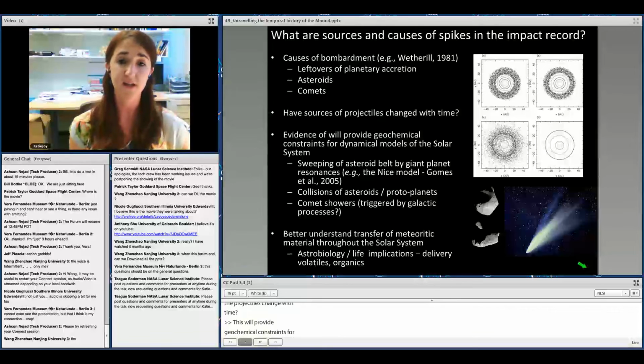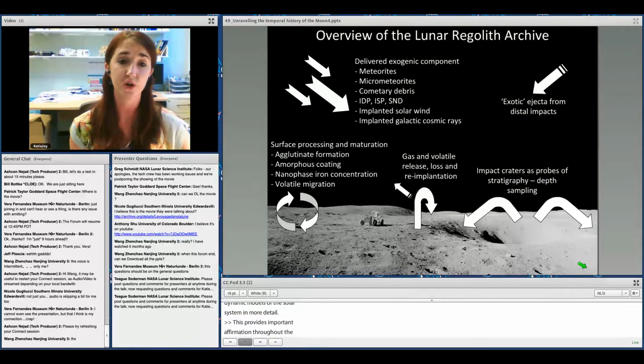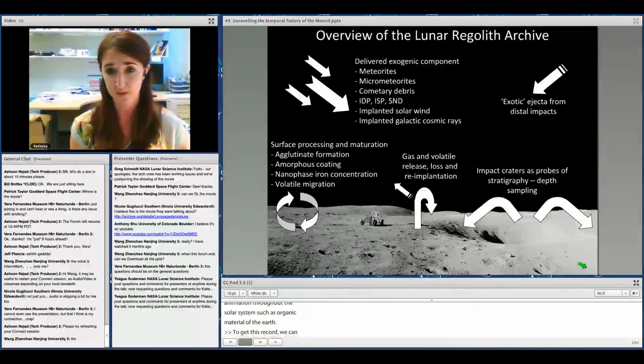And all of these types of understandings provide important information to understand the transfer of meteoritic material throughout the solar system, and the delivery of hydrated material and organic material to the Earth and in the solar system from the outer solar system. To get to this record, we can go back and study lunar samples in a bit more detail and really try and take apart and understand these types of issues.